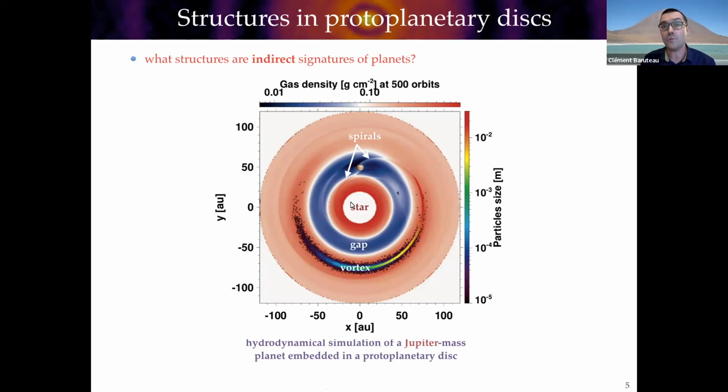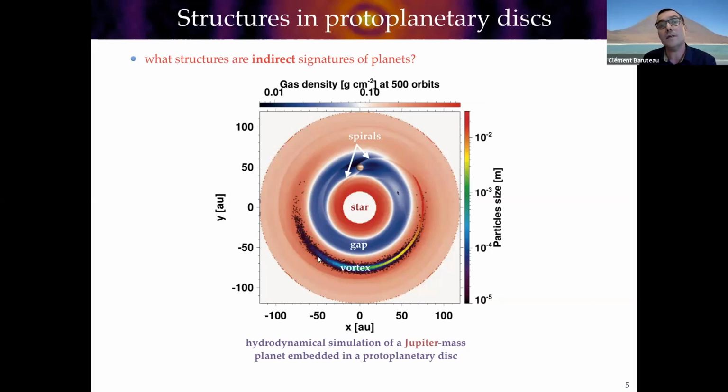So the star would reside at the middle of this image. And here there's a Jupiter mass planet, which is located here at 50 astronomical units from its central star. So we see the kind of structures that the planet triggers in this gas. We see some spiral density structures which are emitted from the position of the planet. You see that the planet also carves an annular gap around its orbit. So that's the blue structure that you see here where the gas surface density becomes quite small.